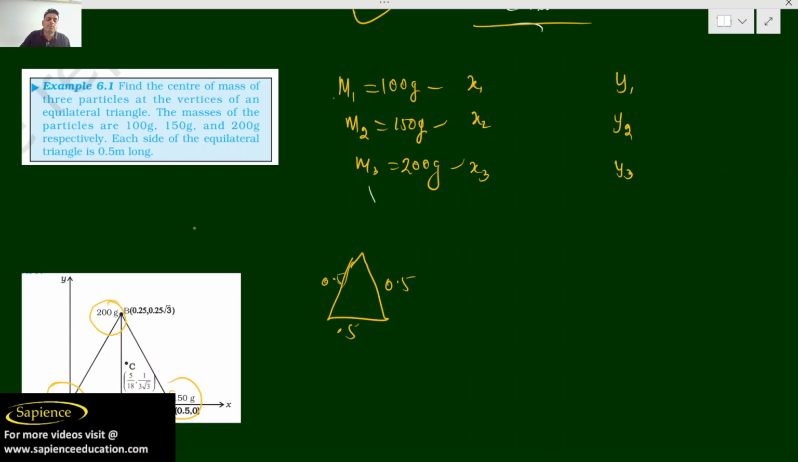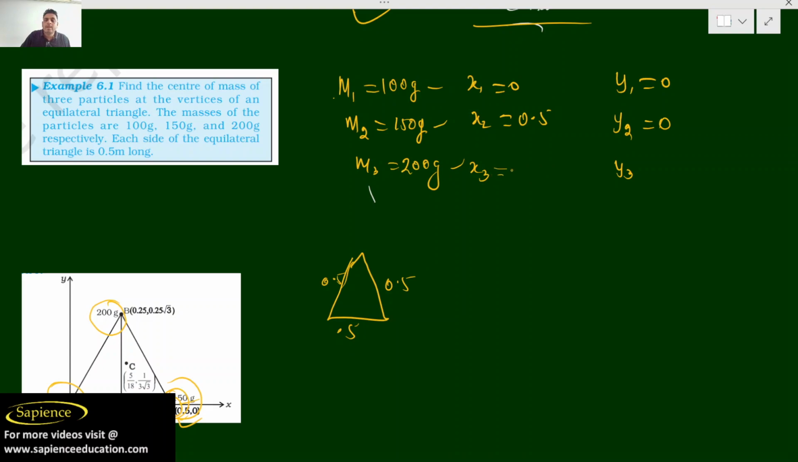As per the question, they have given that the length is 0.5. So can we write here for 150 gram, the x is 0.5? So x2 is equal to 0.5. Can we tell that x1 is equal to 0? See here, because it is the origin. y1 is also 0 because it is the origin. Now y2 will be 0 for m2, y2 is equal to 0. Understood?